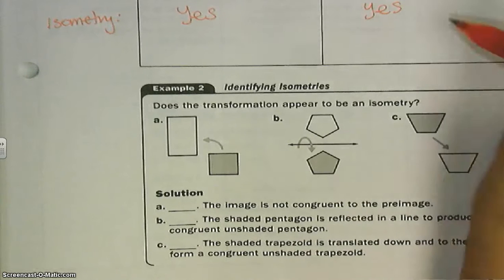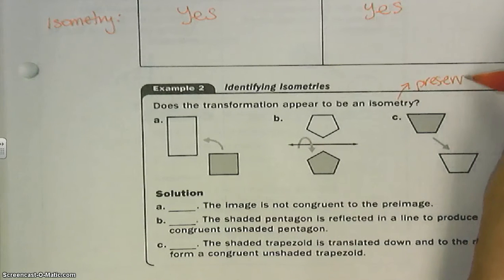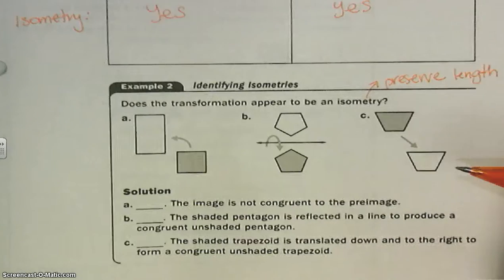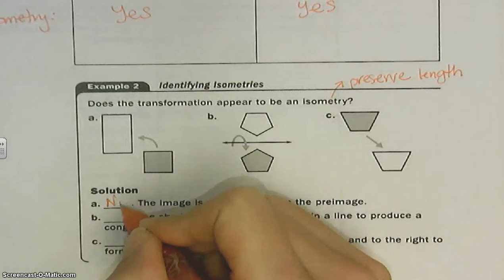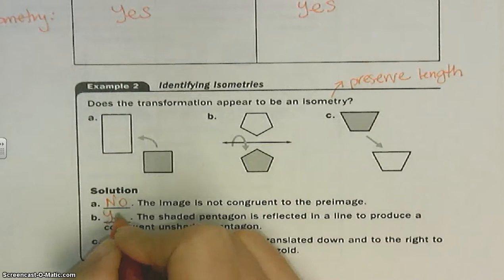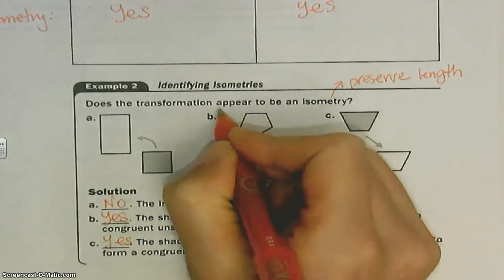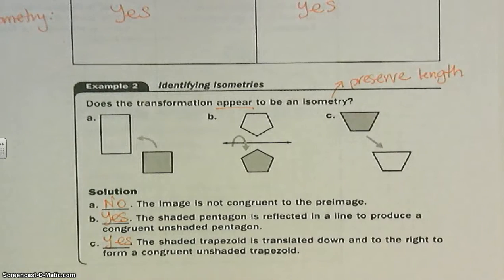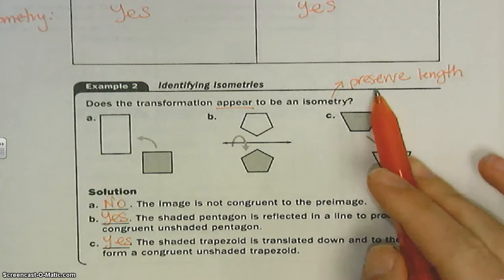All right, does it appear to be an isometry? Does it preserve length? Are they congruent is another way of thinking about this. So these shapes are not congruent. It is not an isometry. These shapes are congruent. So it's an isometry, and these shapes appear to be congruent. We're just looking for appear. So yes, they are congruent. It preserved the length.